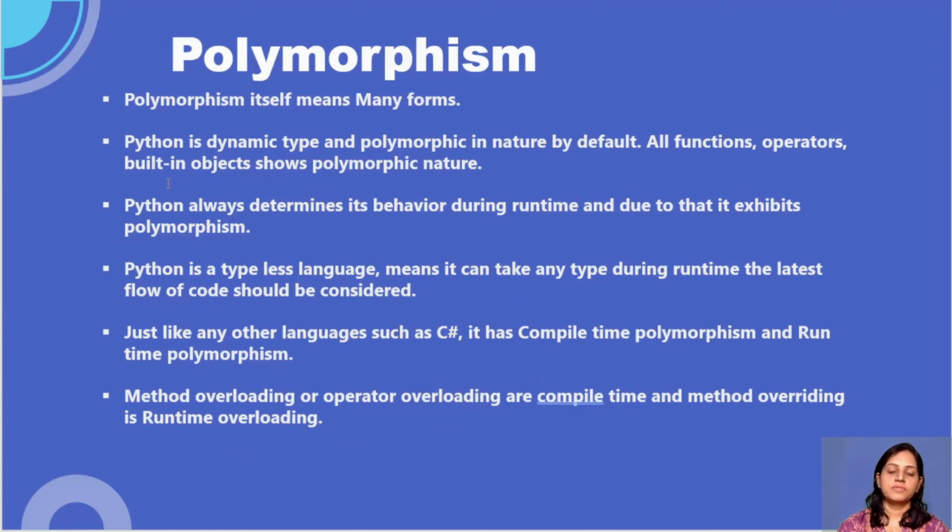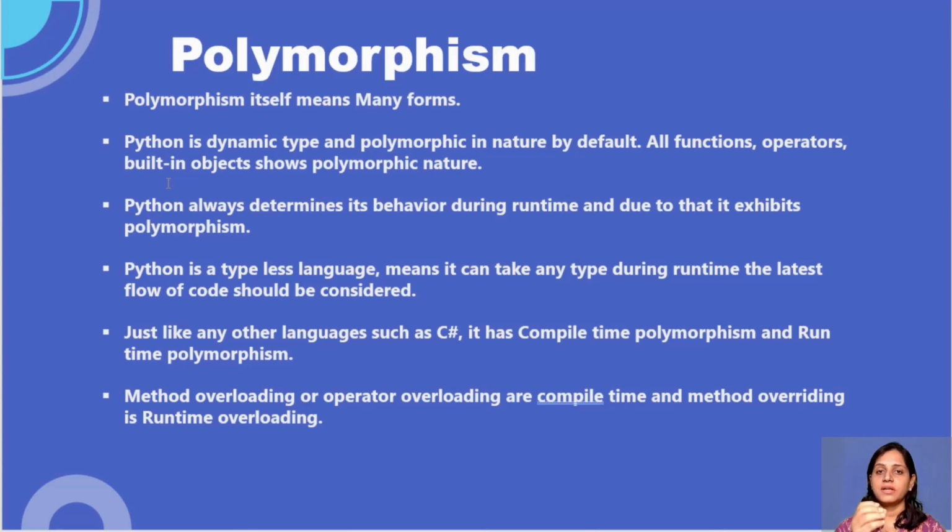Guys, what is polymorphism? The name itself is saying that an object or an entity has many forms. By default, Python has this quality of being polymorphic in nature. All the functions, operators, the identifier, assigning of the identifier, everything is polymorphic in nature, right?